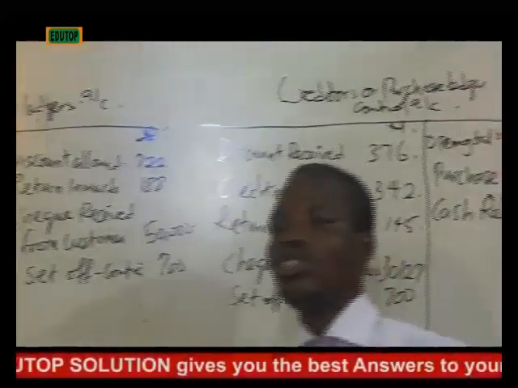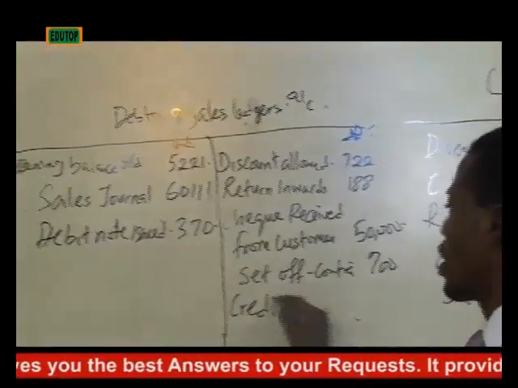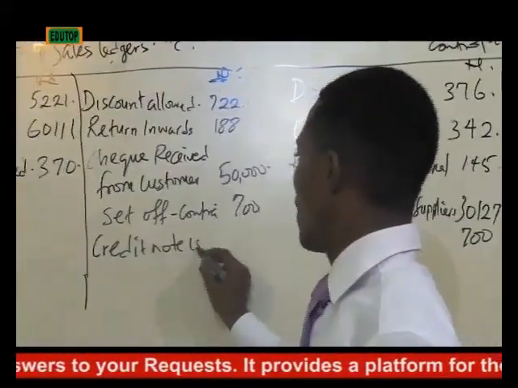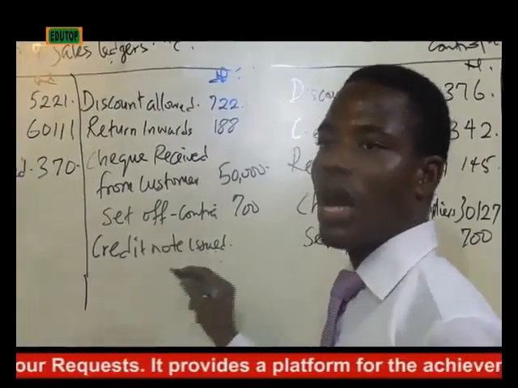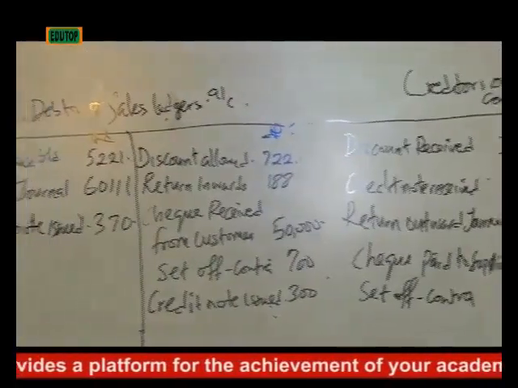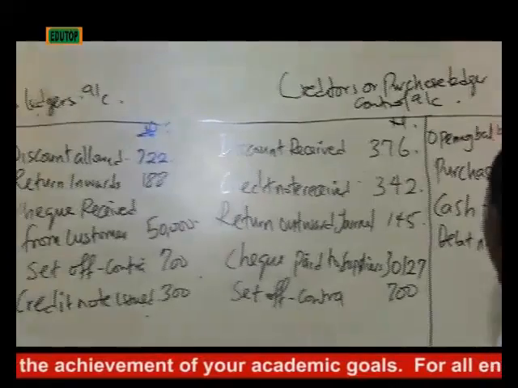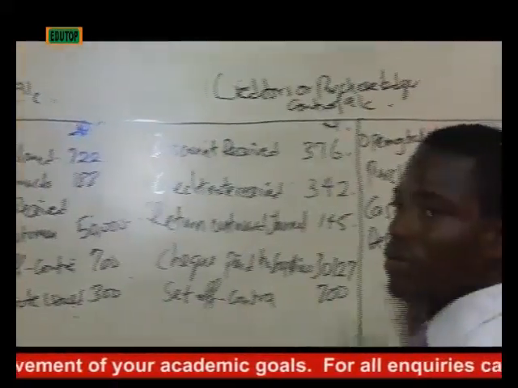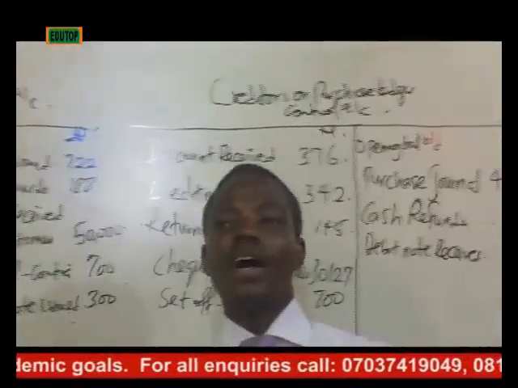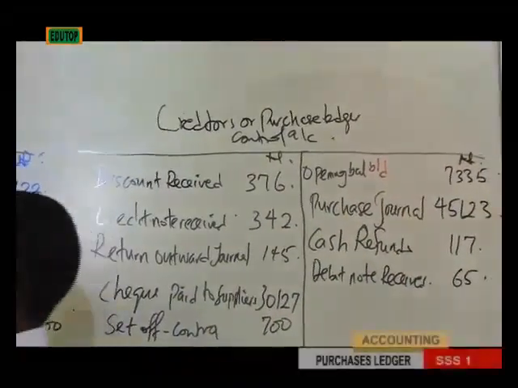Now, credit note issued. Here, the credit note issued will be on the credit side of the debtor's account. And that is 300, while the debit note received is 65 naira.